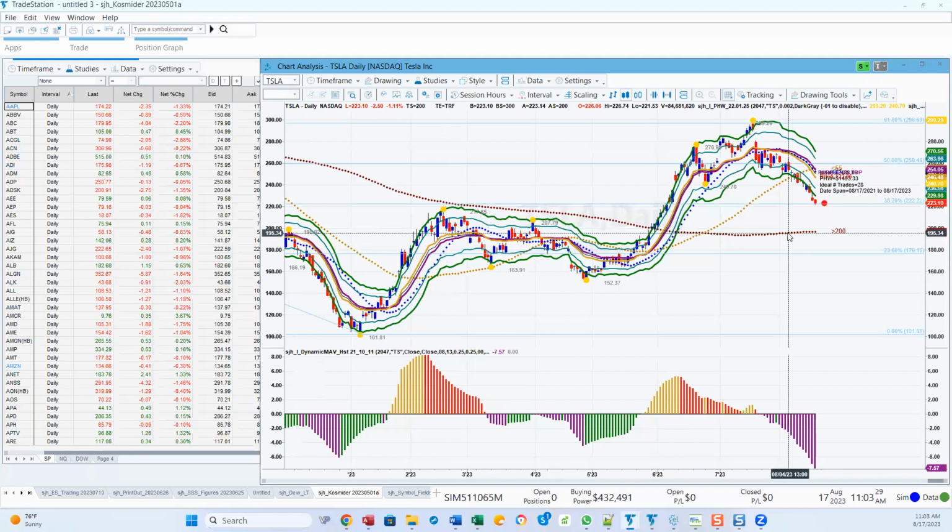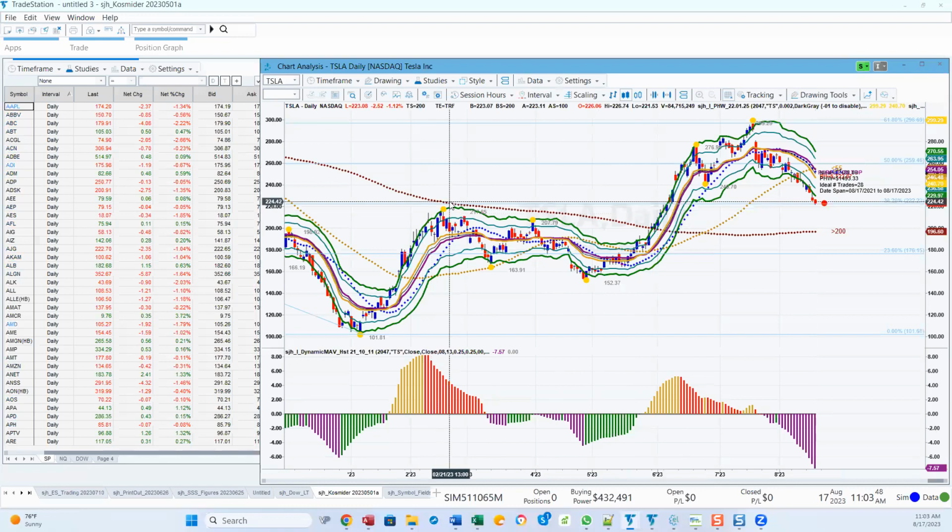So Tesla, you can see, I've got a Fibonacci retracement on this. And you can see that price is right now exactly on the 38.2% retracement from a previous high. So that could hold price action.